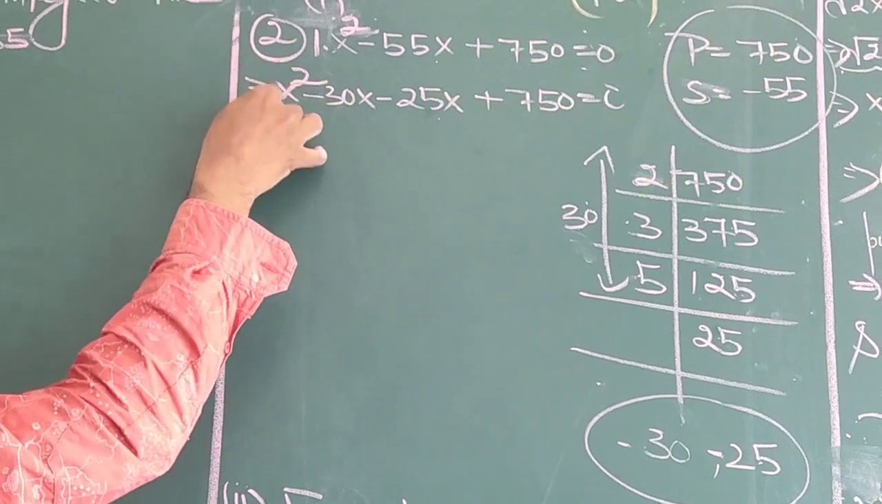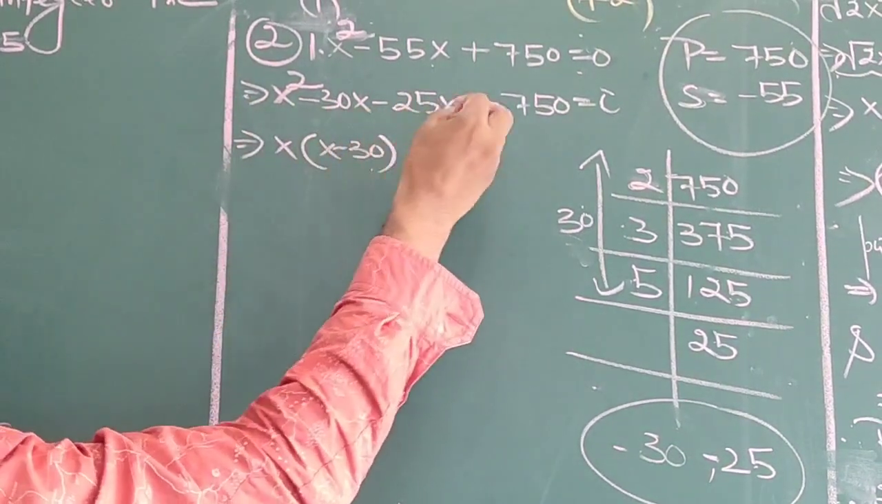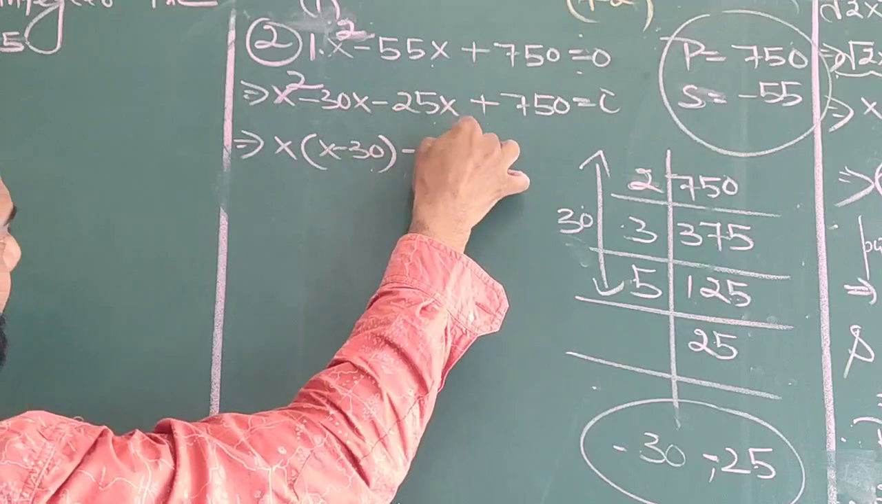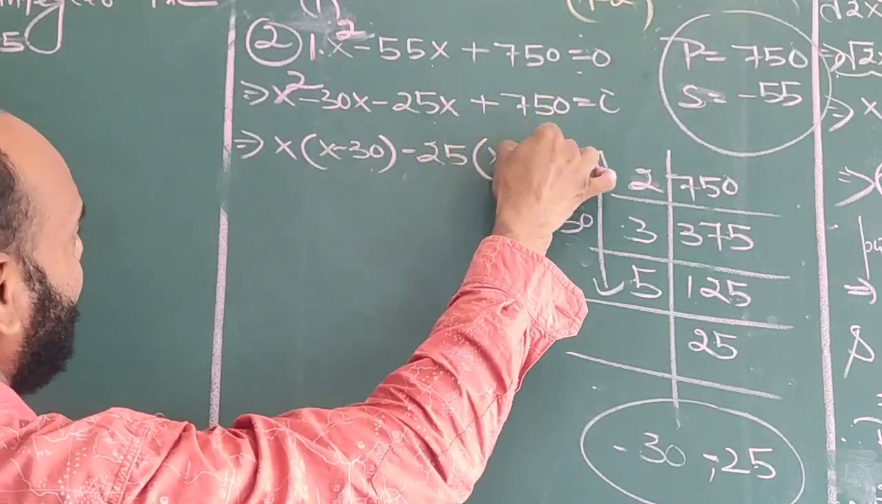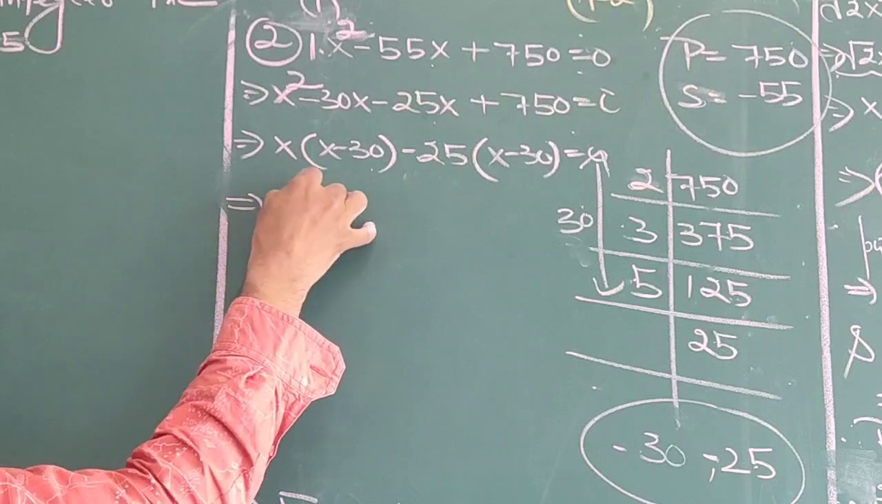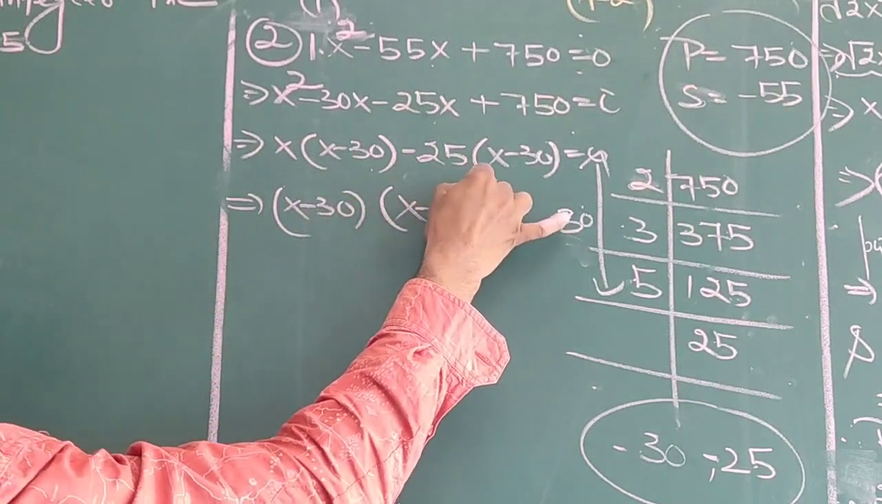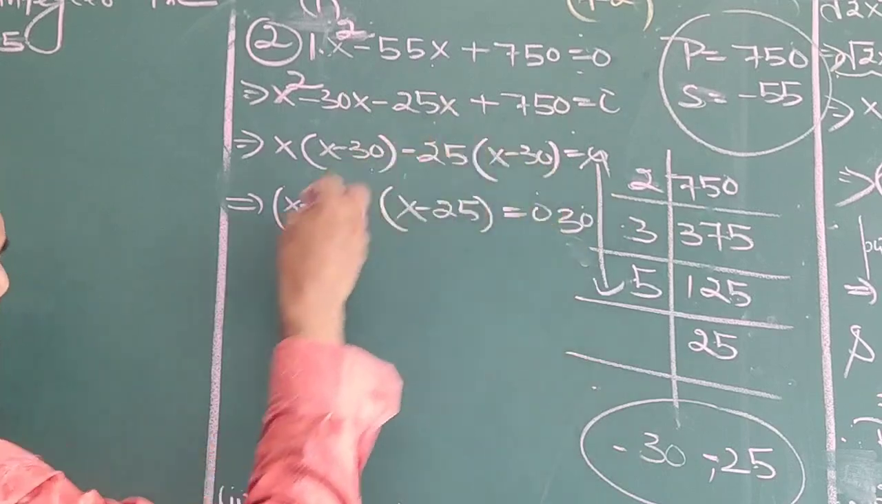Now taking common from the first two terms x, this is x minus 30, and from the next two terms minus 25, this is also x minus 30, is equal to 0. So one factor is x minus 30 and another factor is x minus 25 is equal to 0.